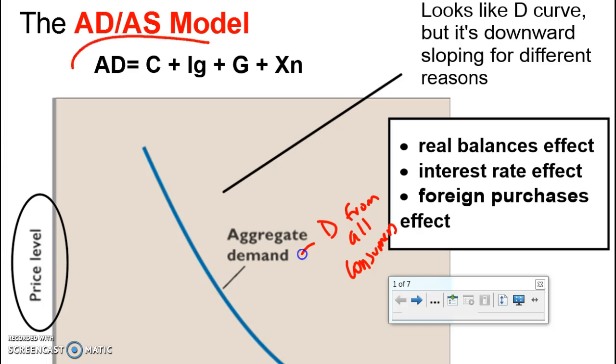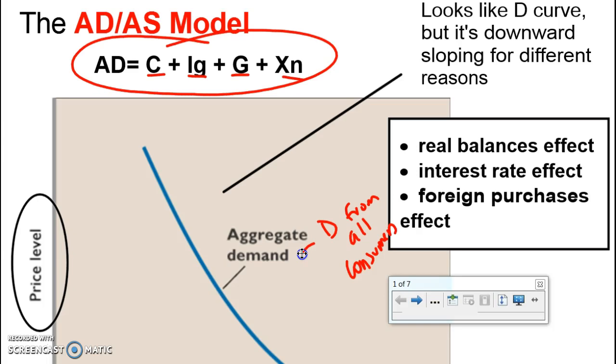If you look at this equation up here, the equation for aggregate demand should look really familiar because it's exactly the same as the equation for GDP. So aggregate demand is the sum of consumption, gross investment, government spending, and net exports.